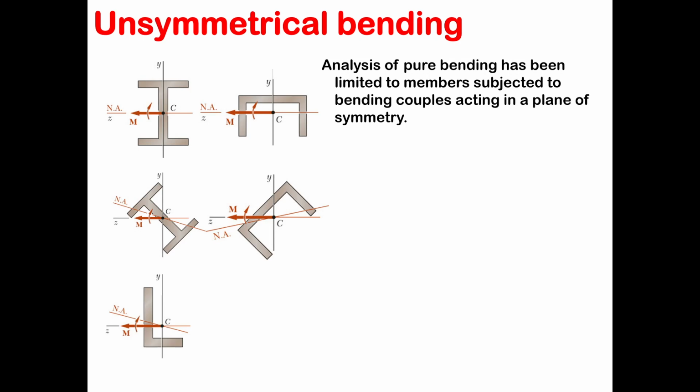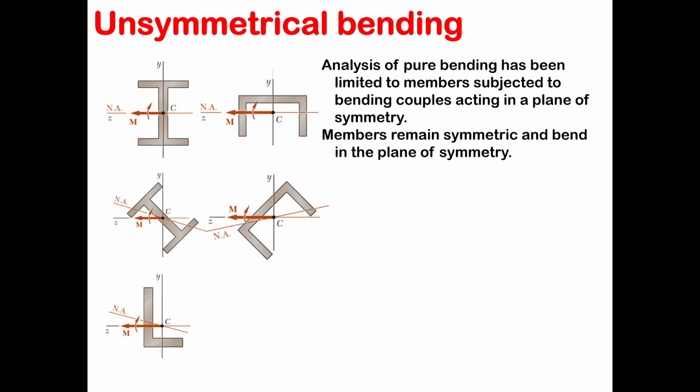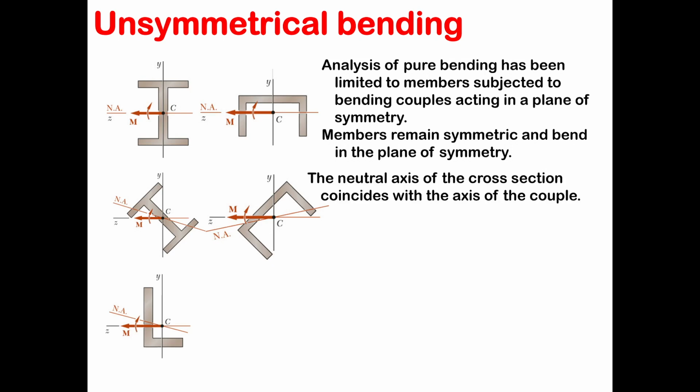symmetrical, so we may have unsymmetrical bending, which talks about the loads, the couples that are not acting in the plane of symmetry. The members remain symmetric and bend in the plane of symmetry if your moments are applied in the plane of symmetry. And the neutral axis of the cross section usually coincides with the neutral axis of the couple.